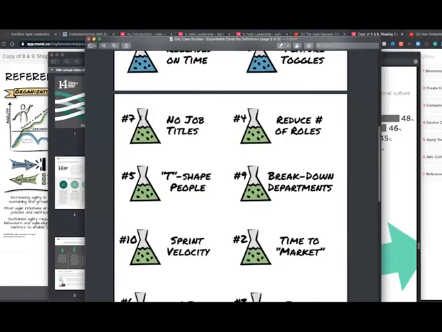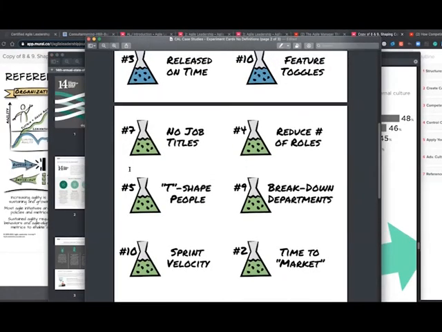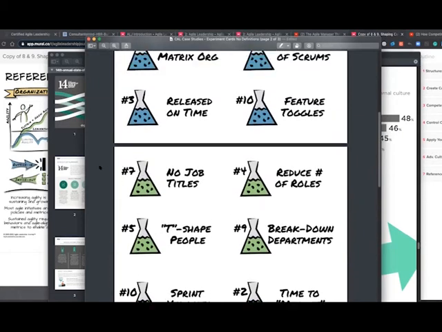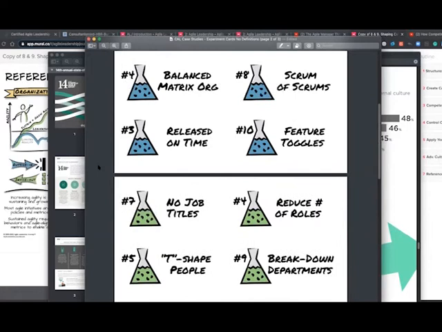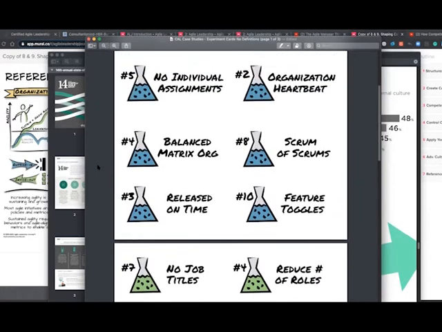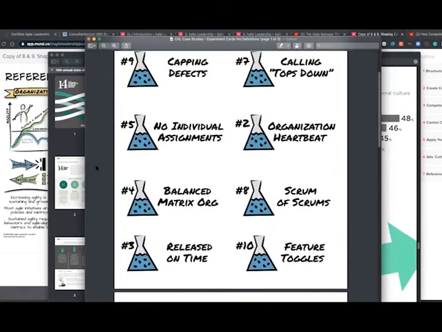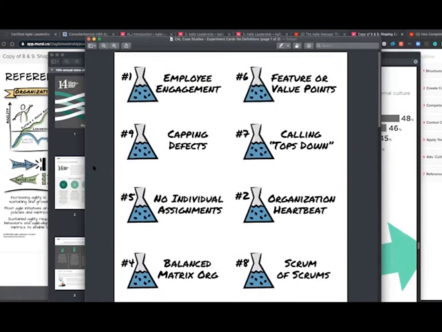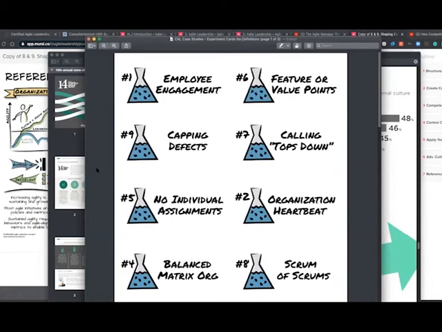So these experiments would be such as we're not having job titles anymore. We want to become T-shaped people. We want to reduce the number of roles. We're going to use feature toggles. What's our view on an organizational heartbeat or using Scrum of Scrums? Maybe we cap defects, no more individual assignments. There's dozens and dozens of experiments you could run.